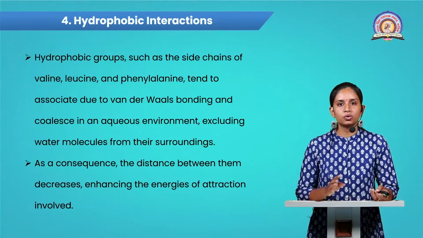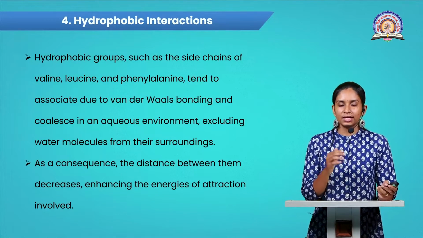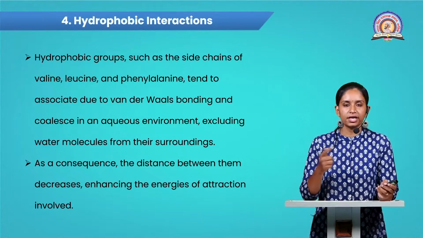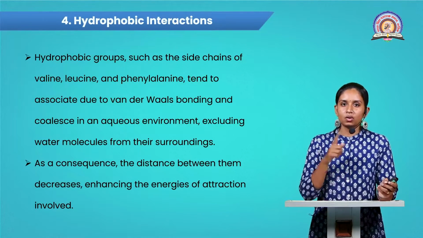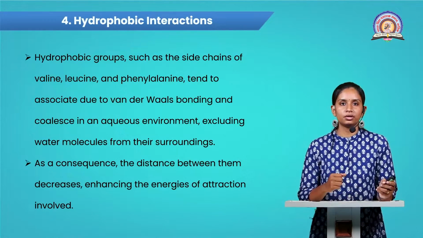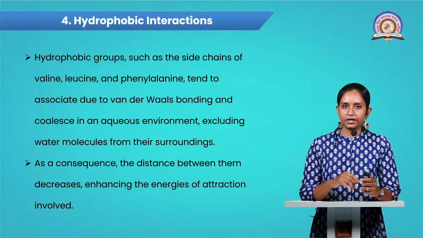So these are the four forces which are involved in the antigen and antibody interaction. Now it is not possible that only one force will act in the antigen and antibody binding. All the four types of forces are involved, and together they are going to contribute to the attraction between antigen and antibody and their binding to each other.